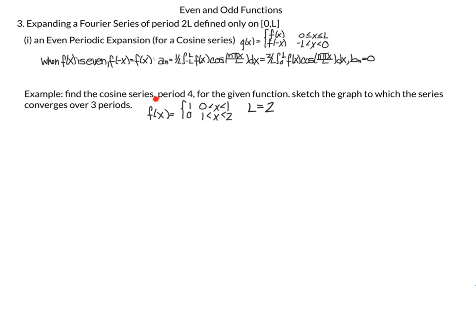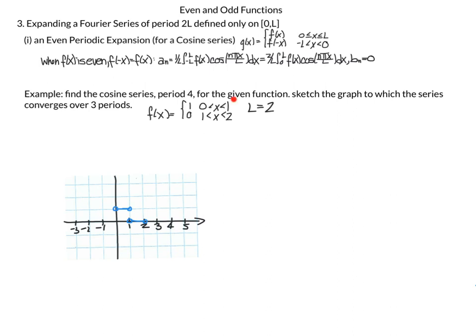And now is a good time to do an example where we go all the way through. We want to find a cosine series, period 4, for this given function here. Sketch the graph to which the series converges over 3 periods. So f of x is equal to 1 when x is between 0 and 1, and it's 0 when x is between 1 and 2. I have our relevant formulas here for the cosine series. It's an even periodic expansion, so I have g of x for an even expansion, and then I have my formula for a sub n for my cosine coefficients, again for an even expansion.